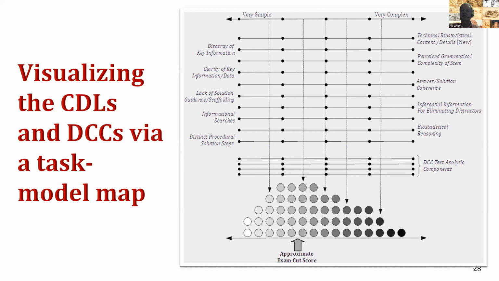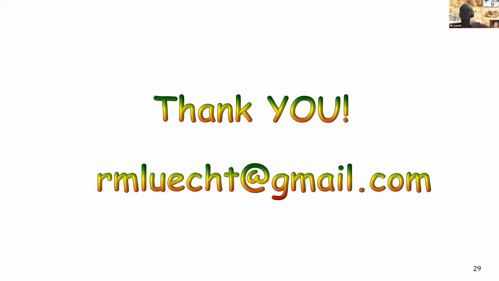So together it gets back to the notion of the CDLs, the complexity design layers, and these derived complexity components mapping out to a task model. And then the idea would be you'd use the task model to generate your item models and be able to create these item families from that. So I'm going to end at that point, and then I will stop share.